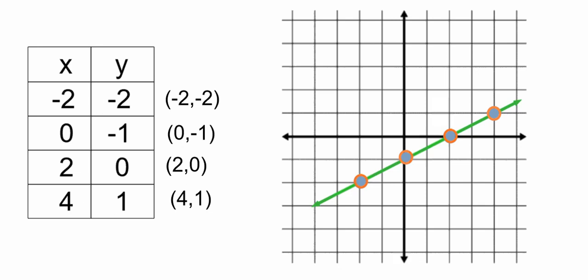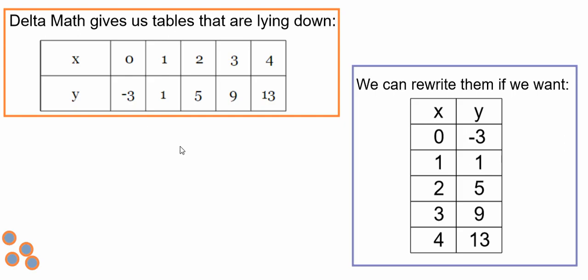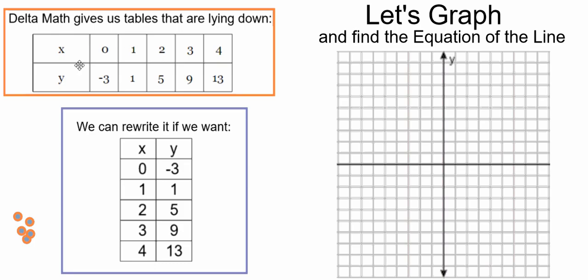So why am I talking about tables? Well, in Delta Math, you're going to see a table, and their tables lie down. If you don't like that, you can certainly rewrite it so it's a standing up one. But even lying down, we can see right here this means we have a point 0, comma -3. This point would be 1, comma 1, et cetera. Let's say that Delta Math gave us this table that's lying down, and once again, we could rewrite it as standing up if we wanted to.